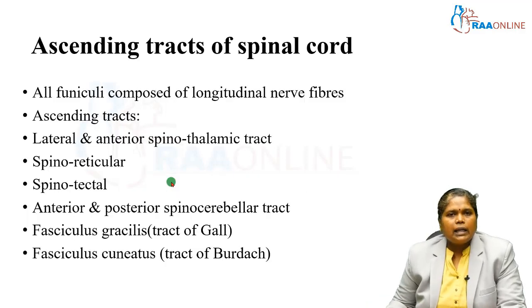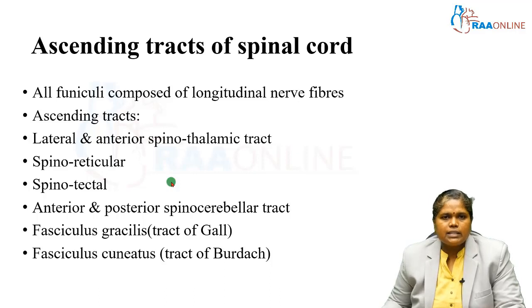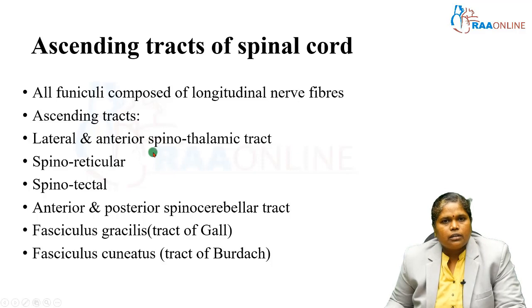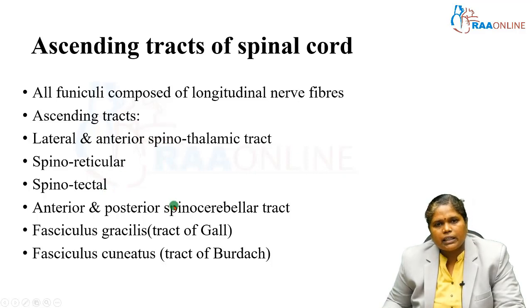Now, in the last class itself, we have seen the various ascending tracts. The ascending tracts will be in which matter of the spinal cord? It will be in the white matter, because these are all axons. There are ascending tracts present in the anterior funiculus, lateral funiculus and the posterior funiculus. So these are the various tracts we can see today: spinothalamic tract, lateral and anterior, spinoreticular, spinotectal, and we have the spinocerebellar tract and fasciculus gracilis and cuneatus.